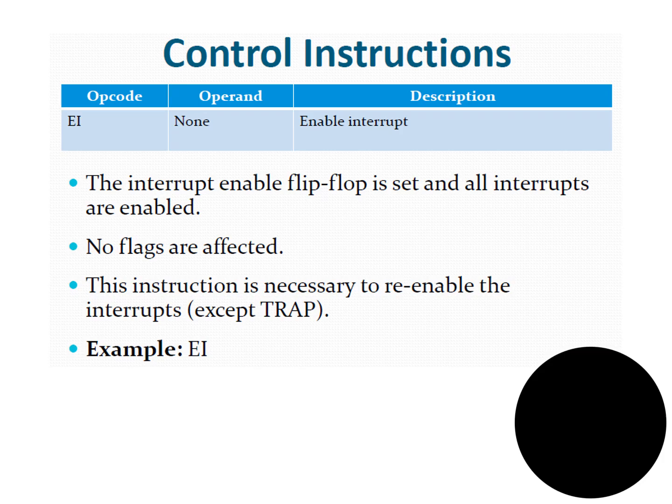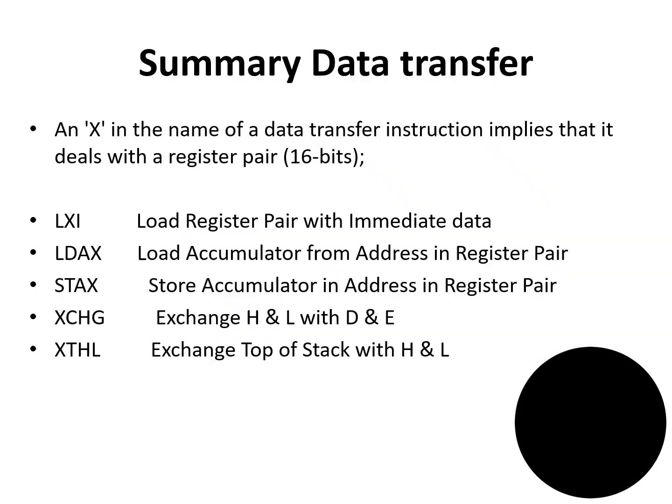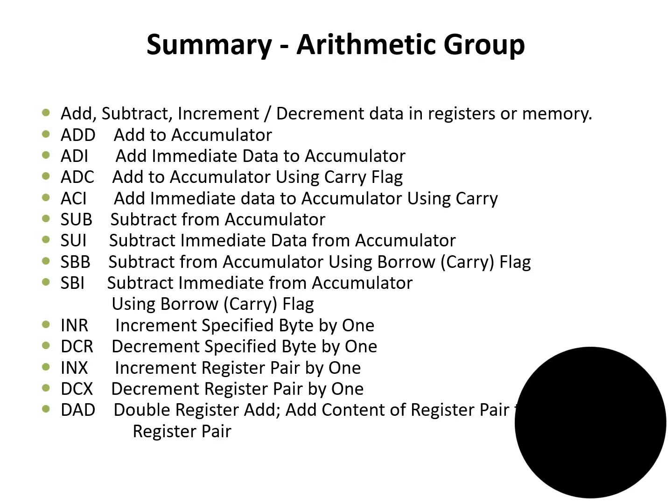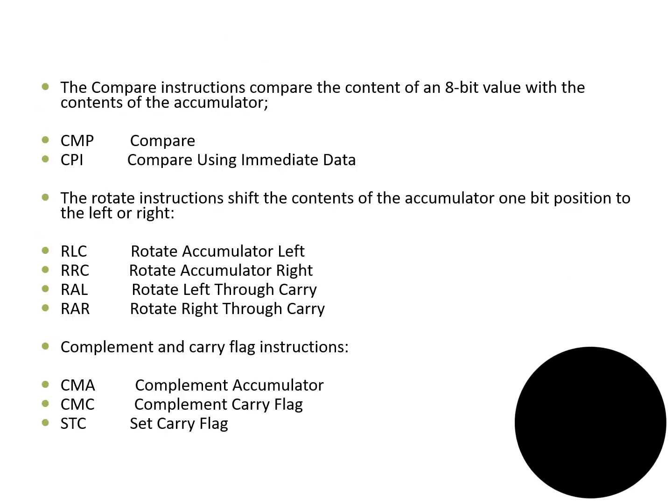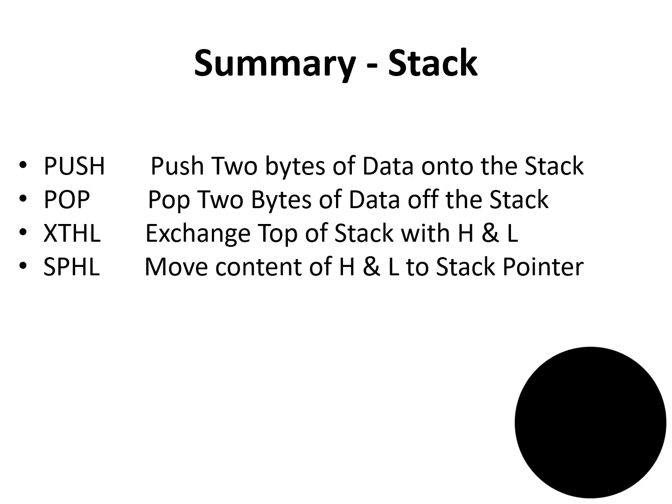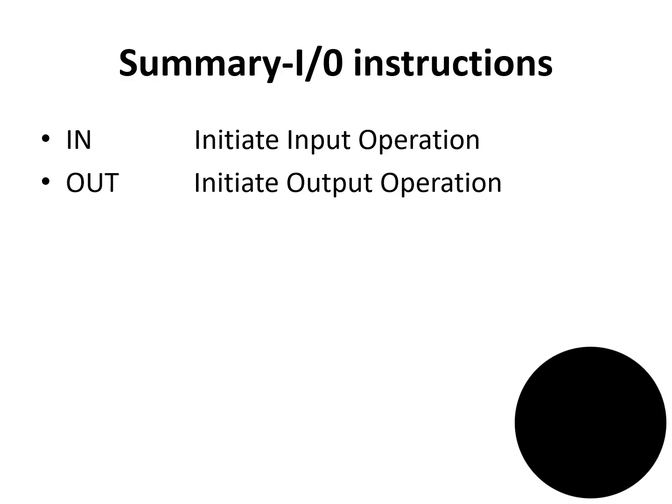Whenever the external device comes with the highest priority signal, which is nothing but the trap signal, you cannot disable it. In that case the interrupt is enabled only. Okay, so these are the summary of the data transfer instructions, arithmetic instructions, logical instructions, branch instructions, all the operations related to the stack, input and output operations, and machine control instructions.